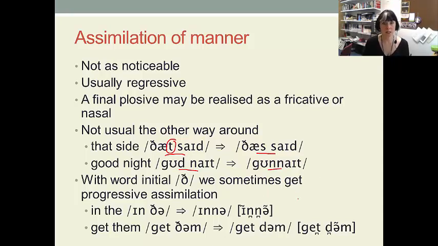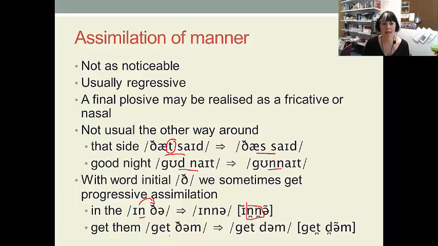With the word initial dental fricative, we sometimes get progressive assimilation, and this is where the final consonant here has an effect on the next sound. So in the phrase "in the", spoken very quickly, it might be produced as "in a". Instead of saying something like "I'm going in the sea", the speaker might say "I'm going in the sea". What is possible though is that these consonants are actually produced as dental consonants because of the dental place of articulation, but we wouldn't need to note that if we were doing a broad phonetic transcription.